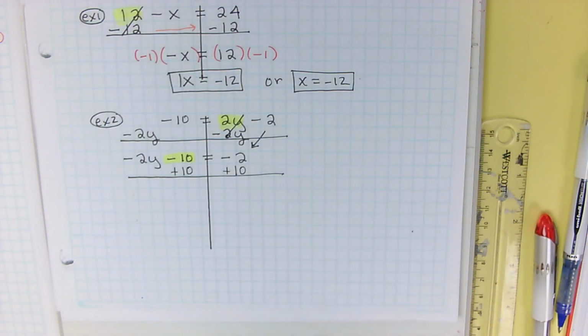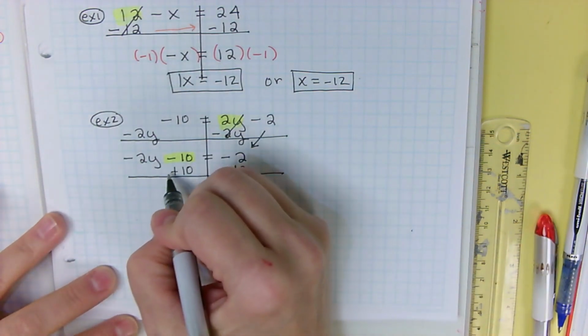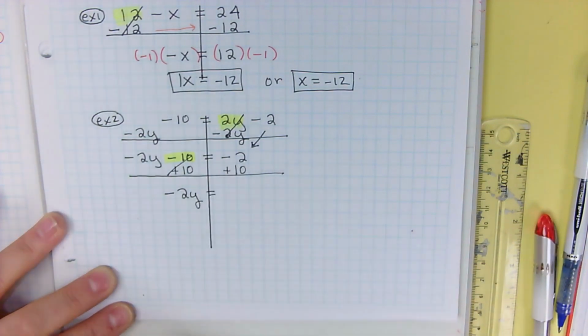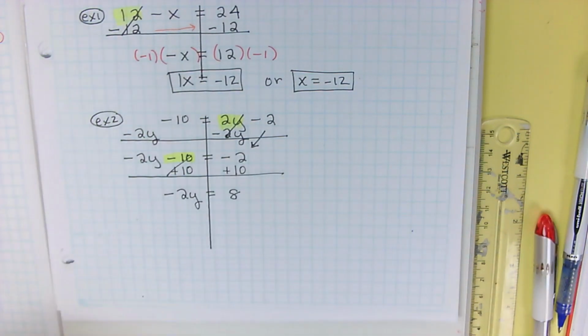As usual, opposites add up to 0. 10 minus 10 is 0. I now have a negative 2y on the left and an 8 on the right.